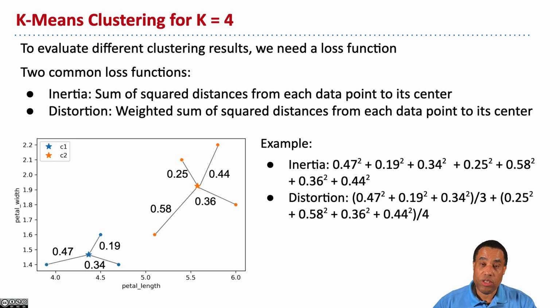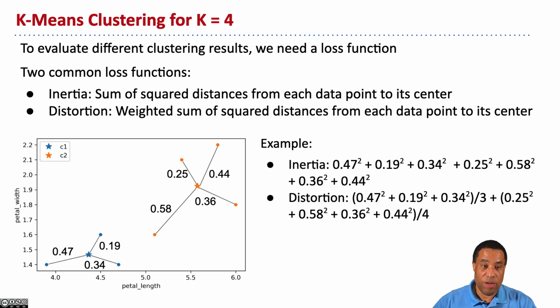Two commonly used loss functions are inertia and distortion. Inertia is just the sum of the square distances from each data point to its center, while distortion is the weighted sum of the square distances from each data point to its center.